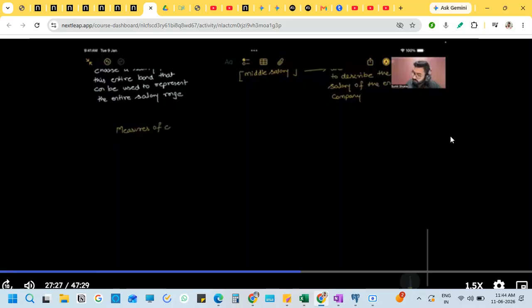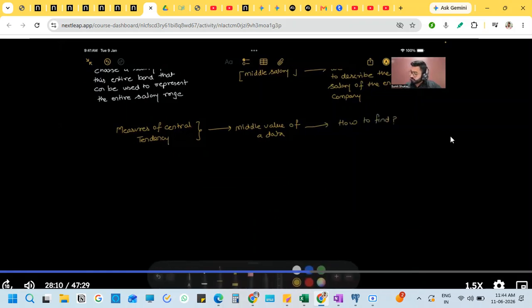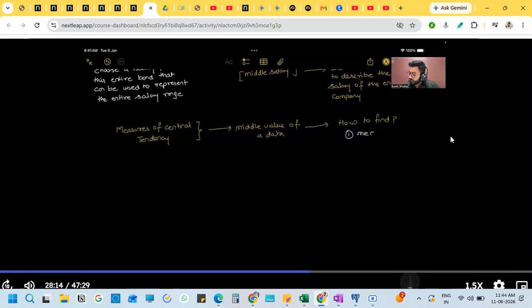measures of central tendency, we are basically trying to find the middle value of a data. Middle value of a data. And when we talk about a data, I'm talking about a column. As we know, a column can be either qualitative or quantitative. Since we are talking about a central value, we'll be using the numerical columns as of now. So we have to find the middle value. But how can we find the middle value? Now that is where mean, median, and mode will come into the picture.